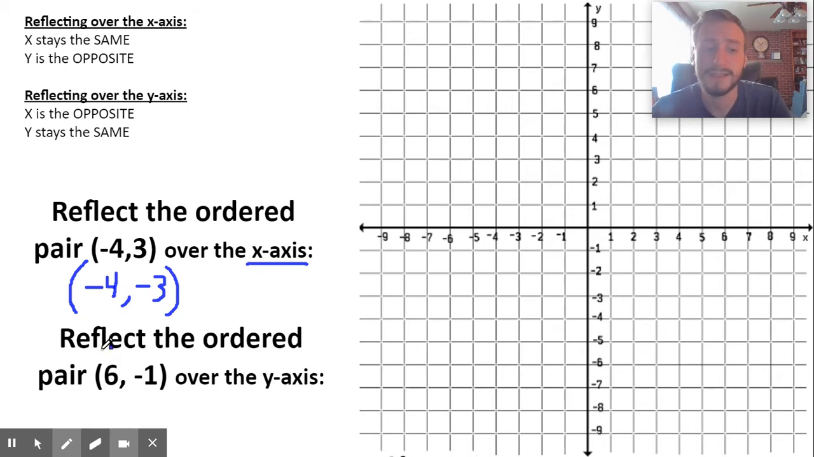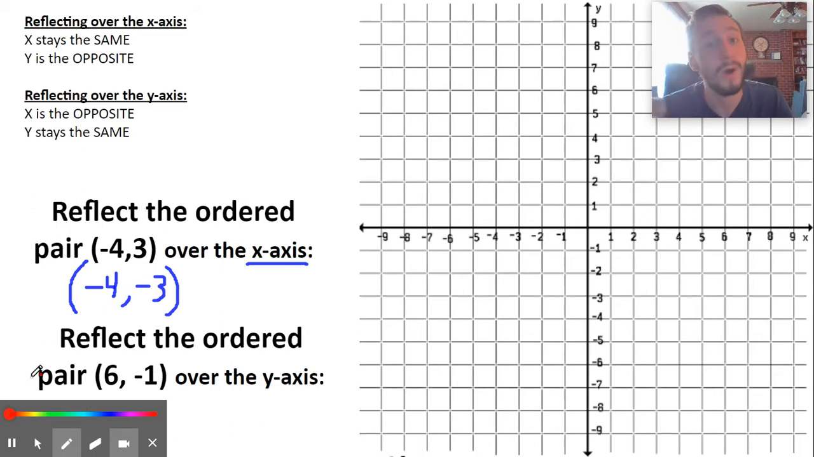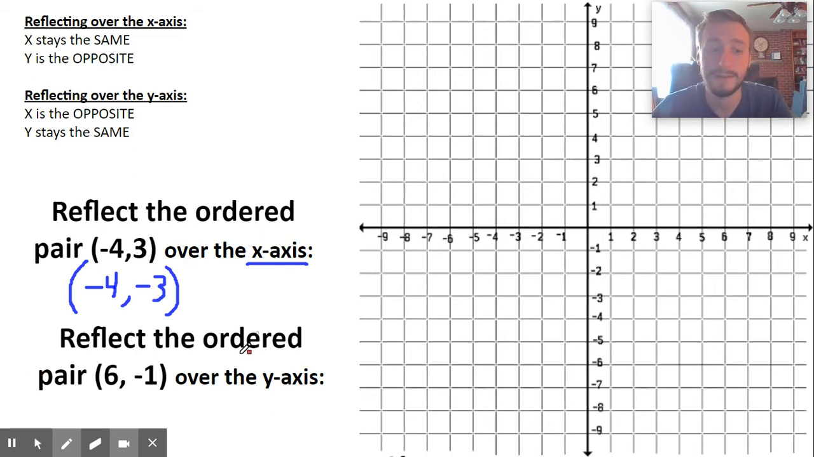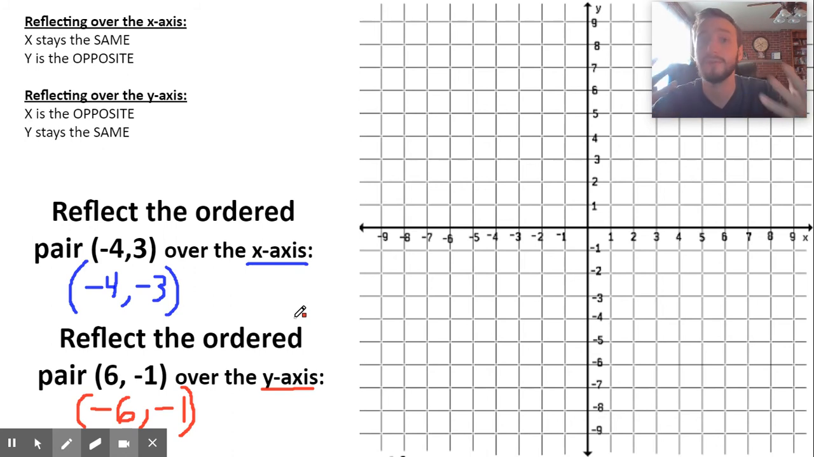For this next one, it says reflect the ordered pair 6, -1 over the y-axis. Well, when you're reflecting over the y-axis, the y stays the same and the x is opposite. So here's my x value, which is 6. So what's the opposite of a positive 6? -6. And since it's being reflected over the y-axis, my y value stays the same. So that means that the correct answer would be -6, -1. So I hope that makes a little bit more sense. I just want to make a quick video just going over the general idea of what you have to do to solve 2-5 practice problems.